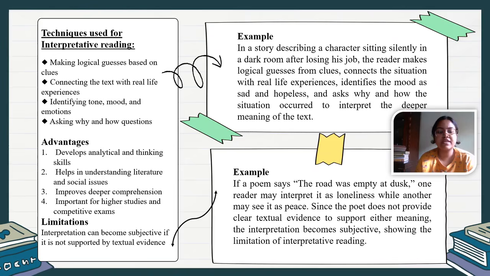First, making logical guesses, then connecting the text with real life experiences, identifying the tone, mood and emotion, and asking why and how questions. For example, in a story describing a character sitting silently in a dark room after losing his job, the reader makes logical guesses from clues, connects the situation with real life experiences, identifies the mood as sad and hopeless, and asks why and how the situation occurred to interpret the deeper meaning of the text.